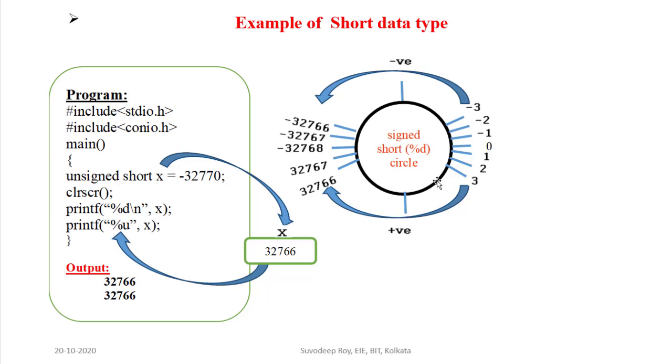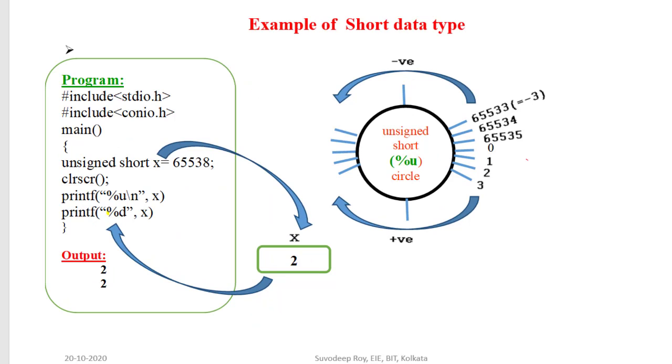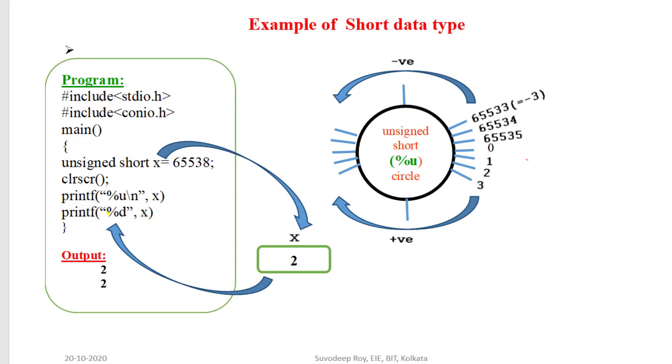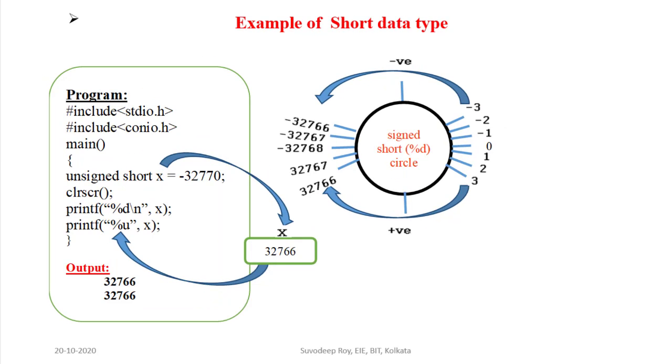To find the corresponding value of minus 32,770, I am using this figure. This figure and the previous figure are almost the same because both have the total number of data, that is 65,535. So our target is minus 32,770. This will be in the negative direction. So it is coming like this. This is minus 32,768. So this is minus 32,769. This is minus 32,770. This value from here we will get. This value we will get from the unsigned short circle.